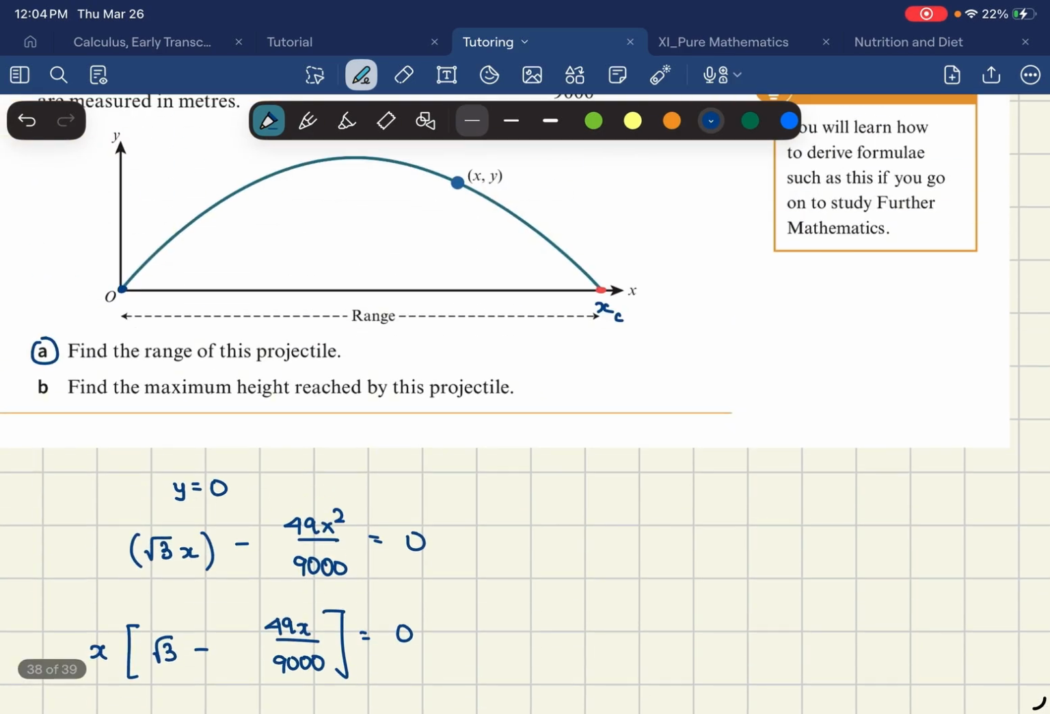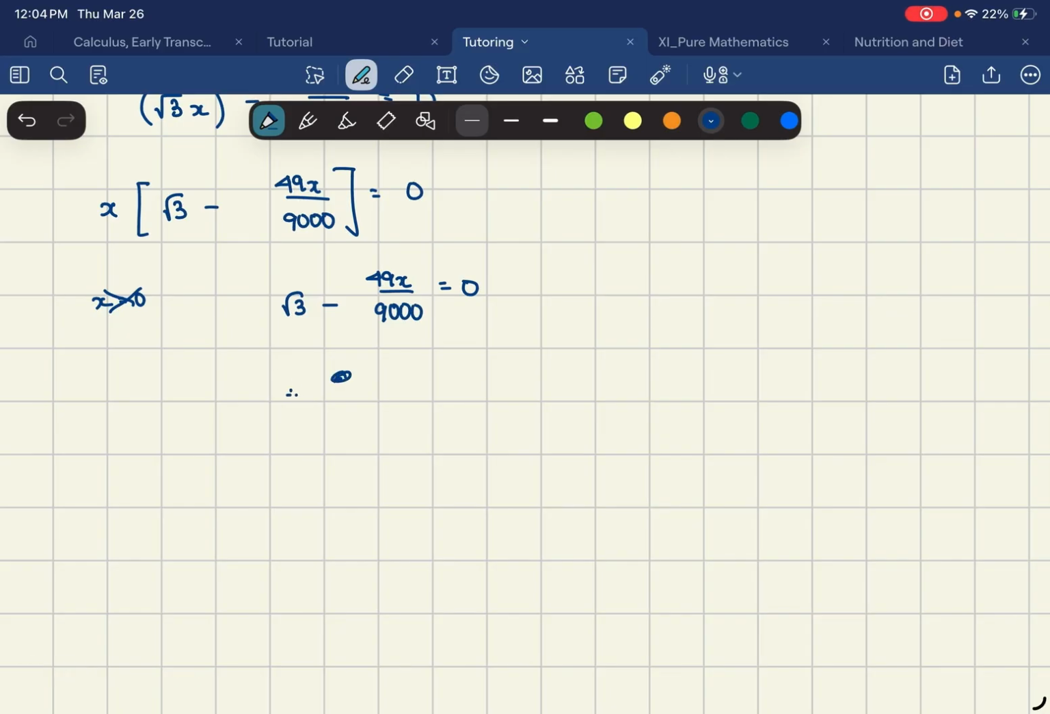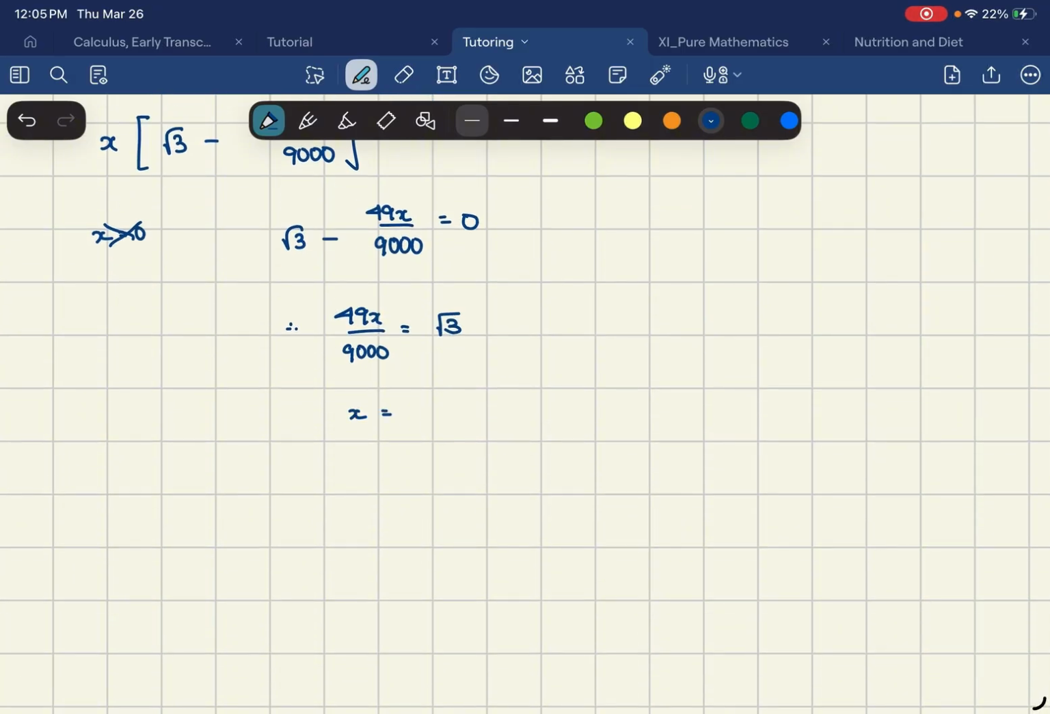We want the other end point, so x c. The other solution is just root 3 minus 49x divided by 9,000 equals 0. Therefore, 49x divided by 9,000 is equal to square root of 3. And therefore, x is equal to 9,000 square root of 3 divided by 49. That should be your solution to part A. So the range of the projectile is just this expression, 9,000 root 3 by 49.